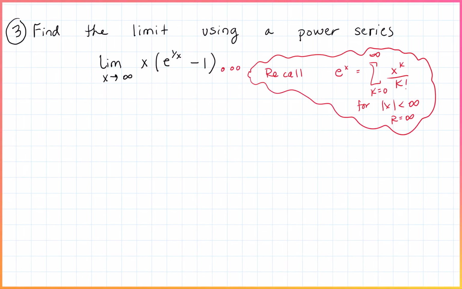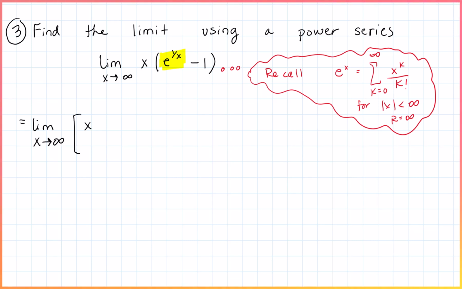So let's use power series again to, in this case, instead of just representing a function, represent a function and then take the limit of that function as x approaches infinity. So it says use a power series. We're going to focus in on the e to the 1 over x, and we're going to use our power series expansion for e to the x to evaluate that, subtract 1, multiply by x, and then take the limit. So we want to take the limit as x is approaching infinity.